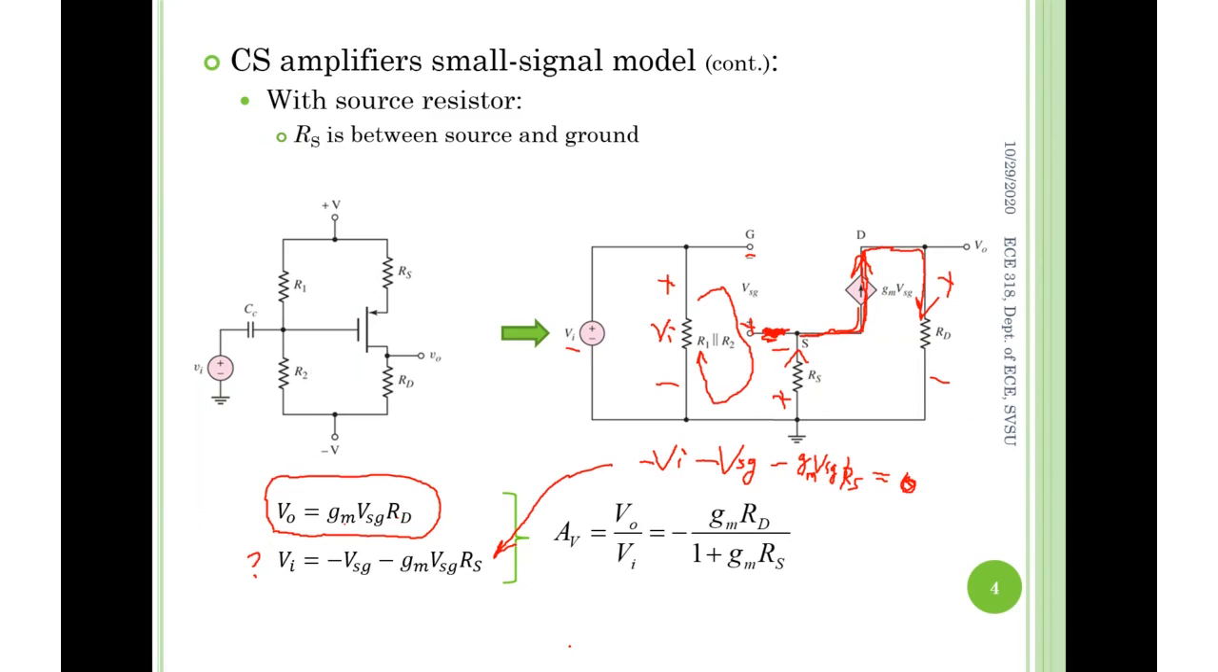Does it make sense? This is how you link the VI and VSG. Good. So from the circuit, you conduct the circuit analysis, and nothing goes beyond those things we learned from 235. Nothing can go beyond that.